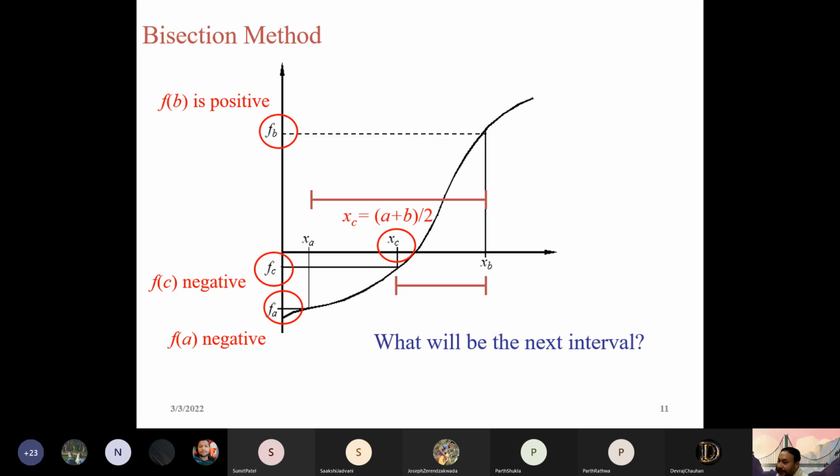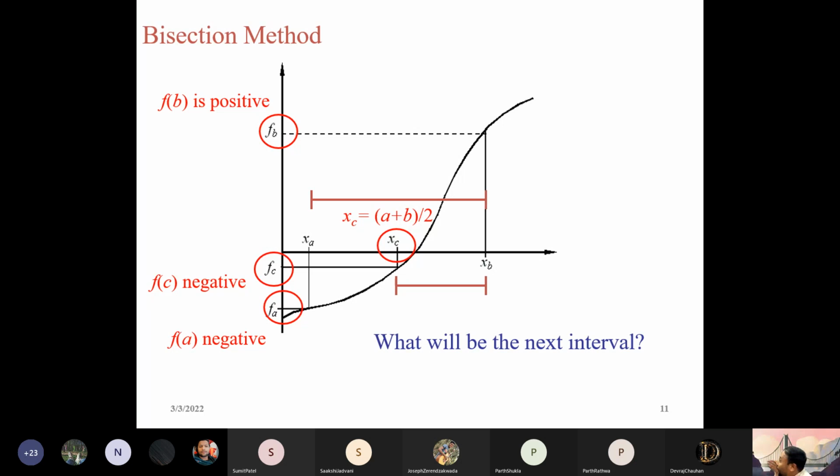Now, next, suppose if I divide it, it may be somewhere here or here. XC1 is... Right? It means that we are trying to approach where the function intersects the x-axis. Means we are approaching towards the point where the graph intersects. Right? Intersects the x-axis.